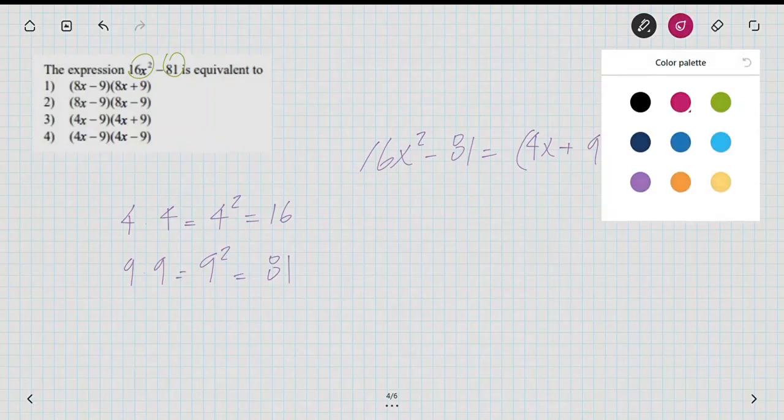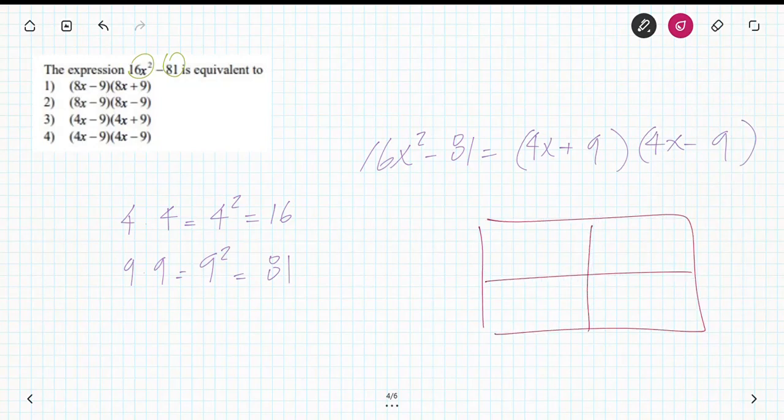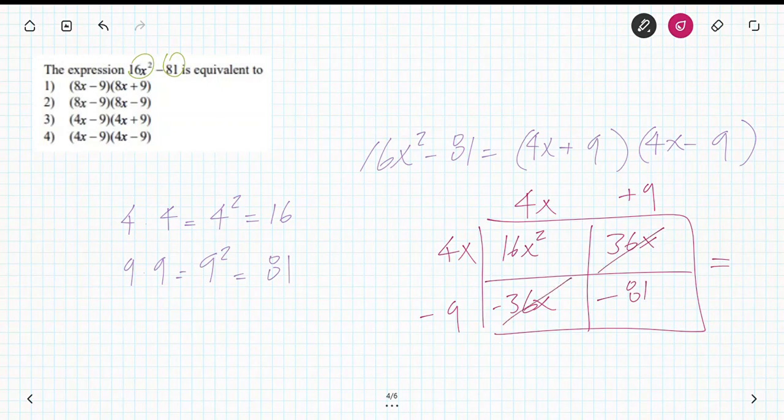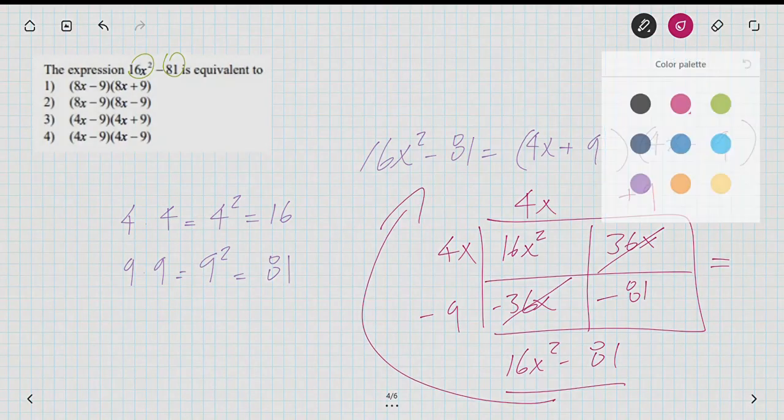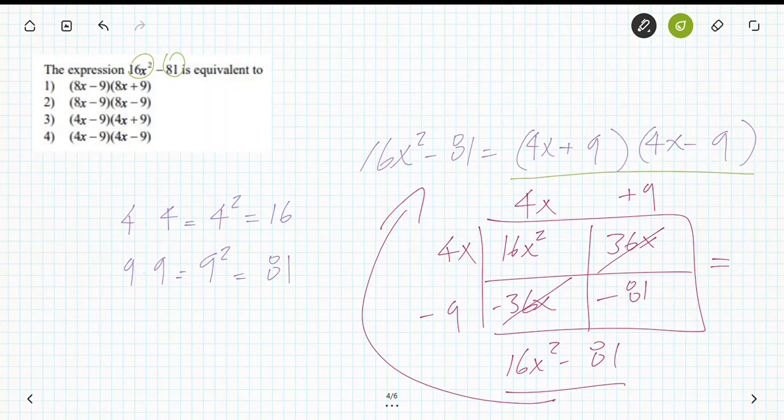Last step, well, gotta check, right? So draw your box. I'm going to end up with 4x and positive 9 and 4x and negative 9. 4 times 4 is 16, x times x is x squared. 4 times 9 is 36, this would give me negative 36, and this would give me negative 81. Cancel out the terms that are alike, and I end up with 16x squared minus 81, which is what I started out with. So these two factors are correct. I circle my answer, which is 4x plus 9 and 4x minus 9.